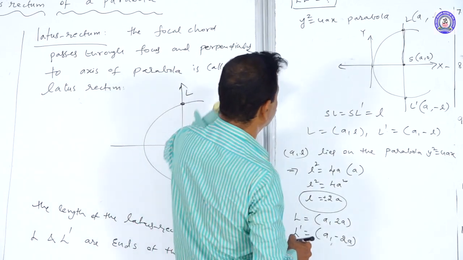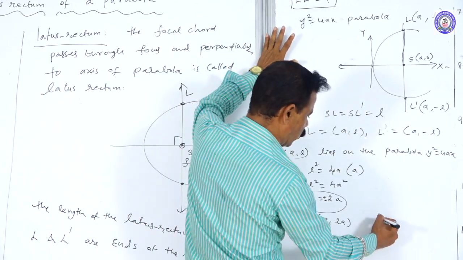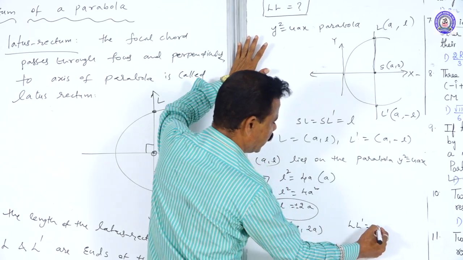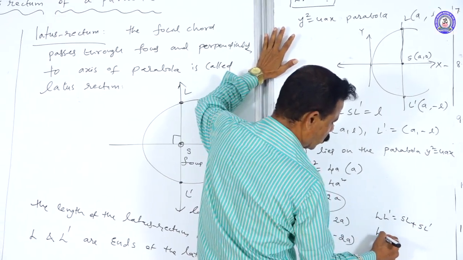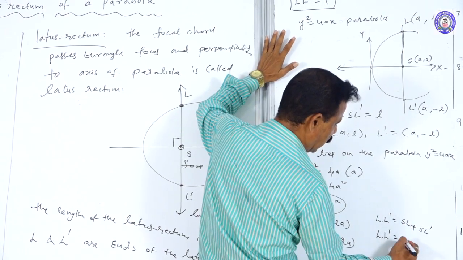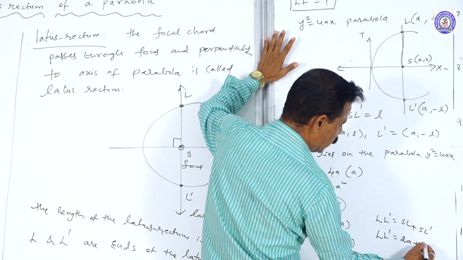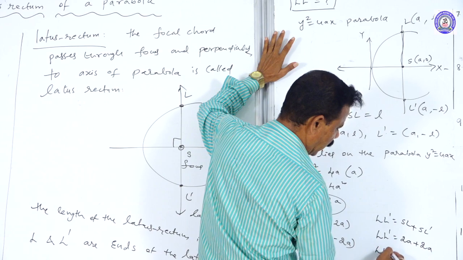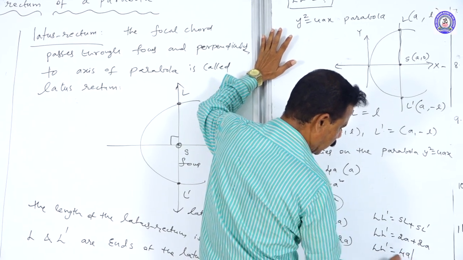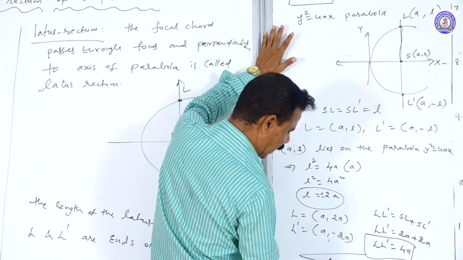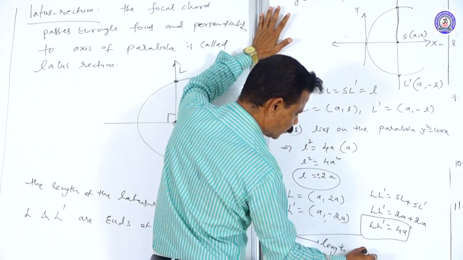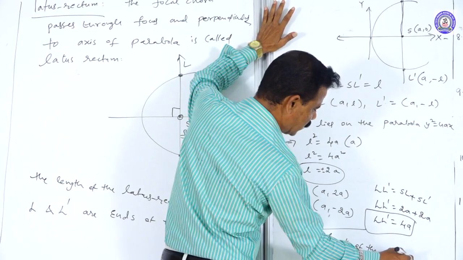So LL dash is equal to SL plus SL dash. So LL dash is equal to 2a plus 2a, so LL dash is equal to 4a. This is the length of the latus rectum.